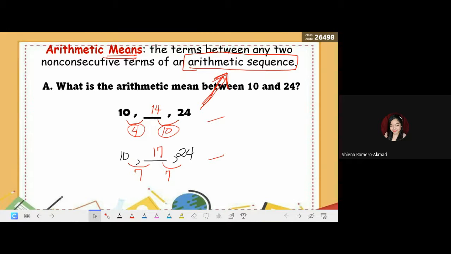Kaya kayo gumamit kayo ng profile picture na gamit ng school, yung logo, tsaka yung frame, para hindi kayo mapagalitan.